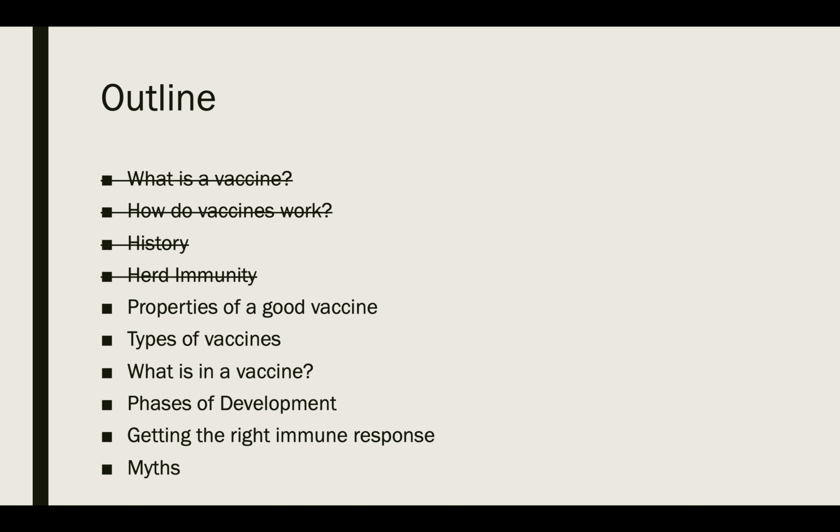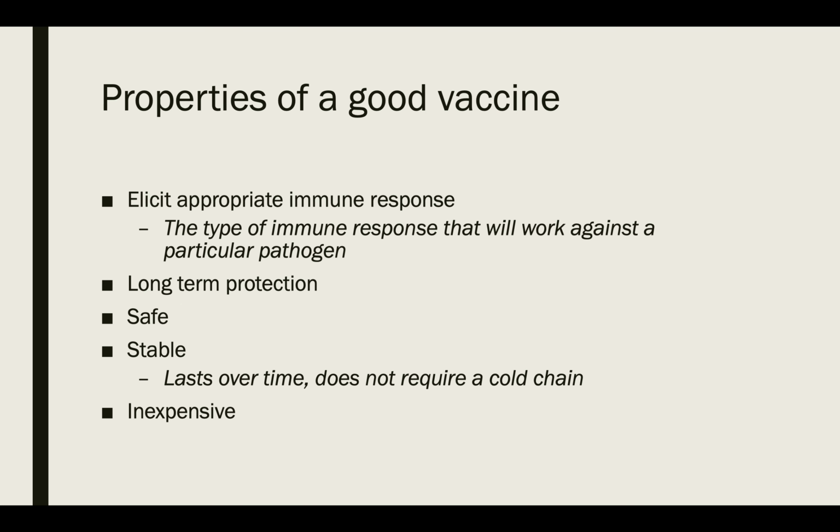Okay, so now we've covered what vaccines are, how they work, the history, and herd immunity. So I'm going to start talking about properties of vaccines, and we're going to go through the types of vaccines, and then what all is in a vaccine. So all the other things. We know a vaccine is going to have some sort of pathogen, like a virus or bacteria, but what is all the other stuff? So we're going to go through that now.